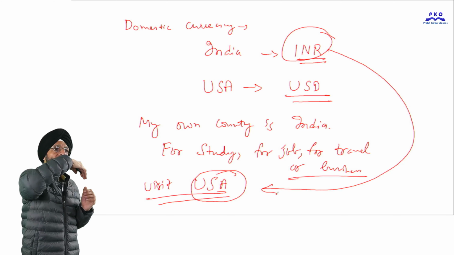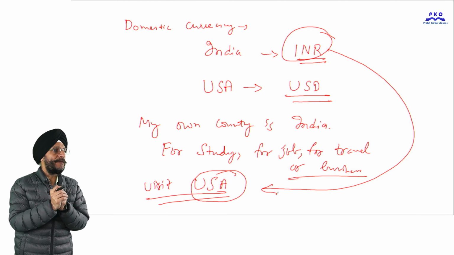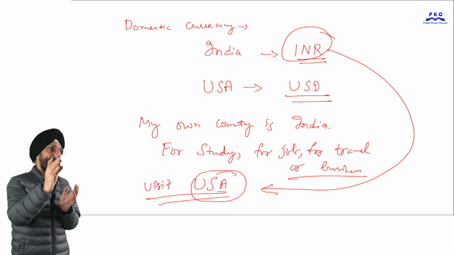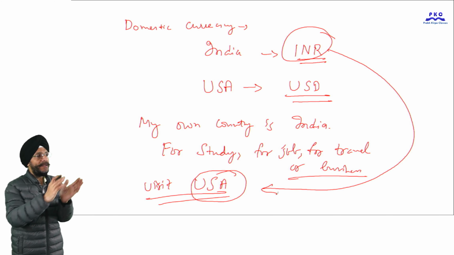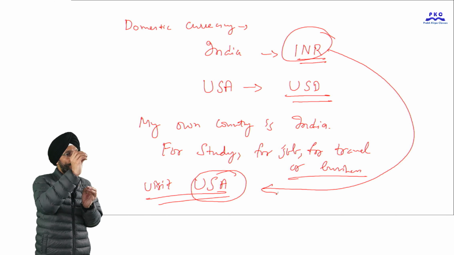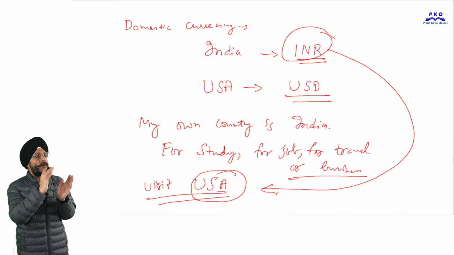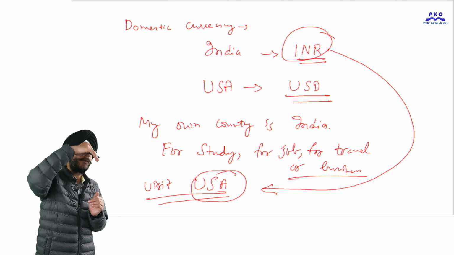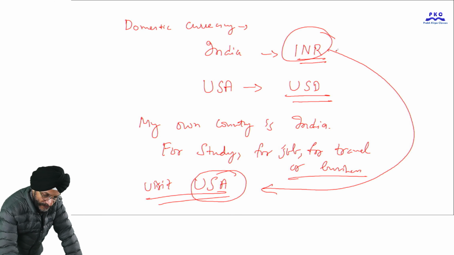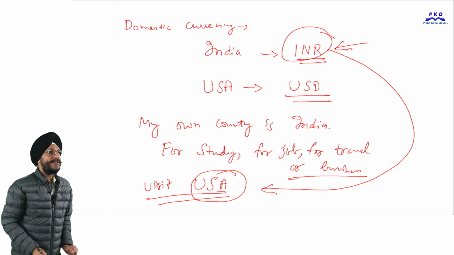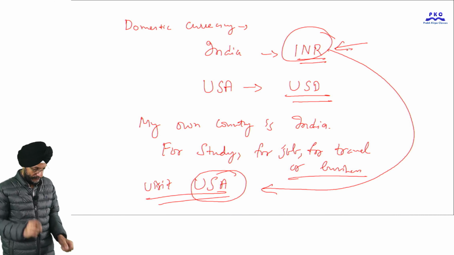When I have shifted or when I am residing in a particular country, the currency of that country will be called domestic currency. That is, when I am in USA and I am residing there for 1 day, 2 days, or some years, then the currency of that country which has been issued by that government will be regarded as domestic currency, and in that case, the Indian rupee will be regarded as foreign currency. So this is the main distinction.